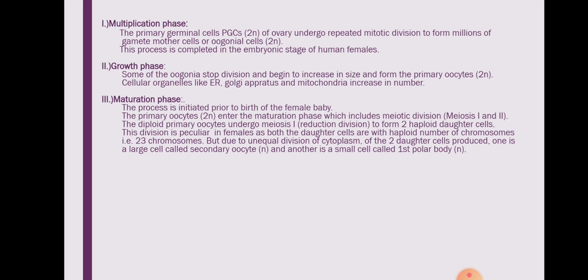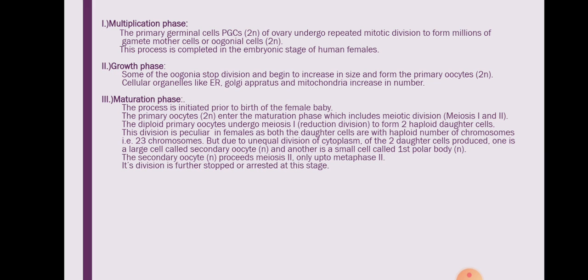The primary oocytes undergo meiosis 1 to form two haploid daughter cells. This division is very interesting because the two daughter cells which are formed are not of the same size. One is larger and the other is very small. The larger one is the secondary oocyte, which is haploid, and the other small cell is called the first polar body.